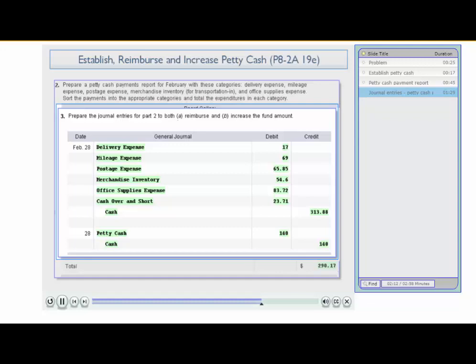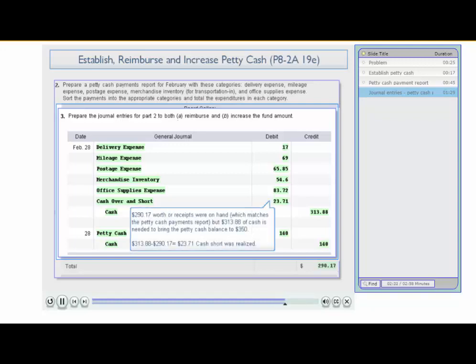The credit to cash is for $313.88. Now, since the debits or the transactions didn't equal the amount of cash that we had sitting in petty cash, we know that we ran into a situation where we had a cash shortage, and a cash shortage shows up as a debit to represent the dollar amount between the cash we have left and the cash we need to reimburse the petty cash fund to the proper amount.